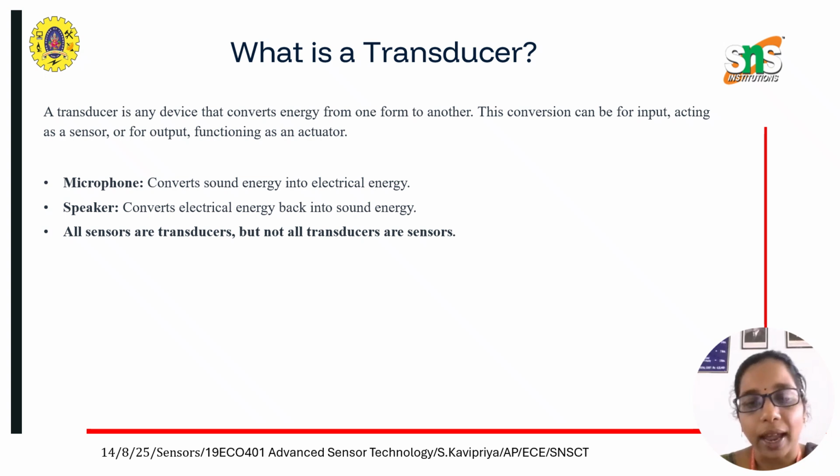The basic difference is that a sensor is one which senses the input signal and converts it to a signal that is proportional to the input signal, whereas a transducer converts one form of energy into another without any sensing. The best example for a sensor is a microphone. A microphone converts sound energy into electrical energy, whereas a speaker converts electrical energy back into sound energy. Speaker is a transducer, whereas microphone is a sensor. The sensing part is missing in transducers.